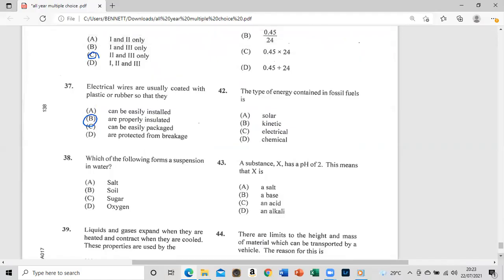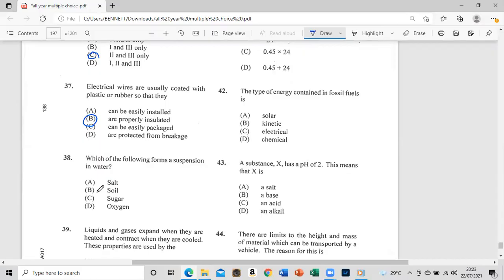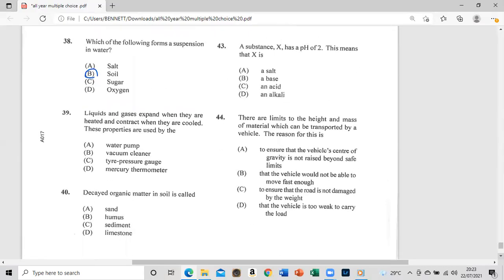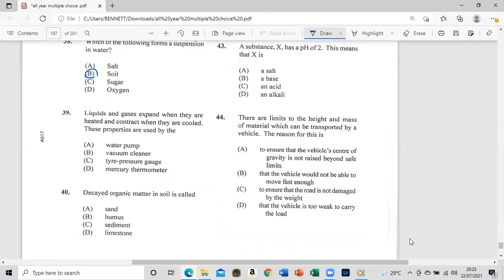All right, which of the following forms a suspension in water? Is it A, salt, sugar, or oxygen? So 38 is soil. 39. Let's come on so you can see everything. Liquids and gases expand when they are heated and contract when they are cooled. These properties are used by A, water pump, B, vacuum cleaner, C, tire pressure gauge, or D, mercury thermometer? So 39 is D.